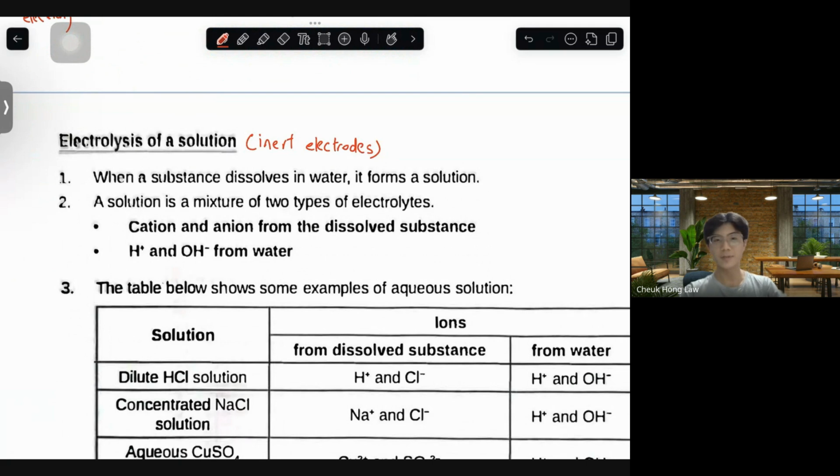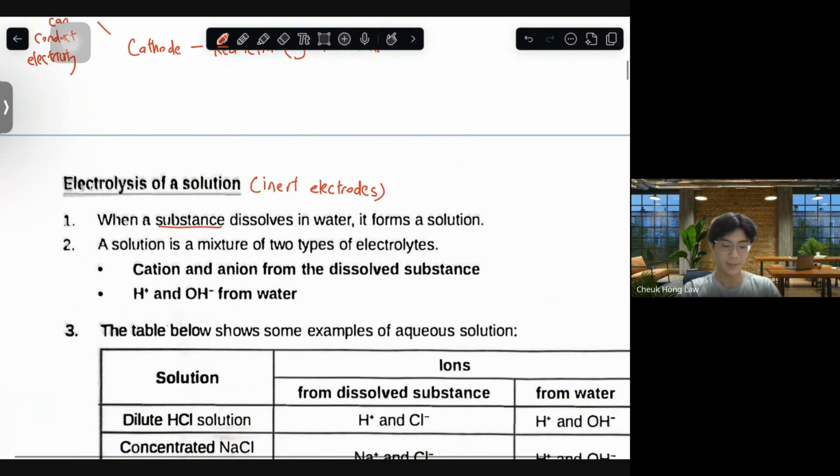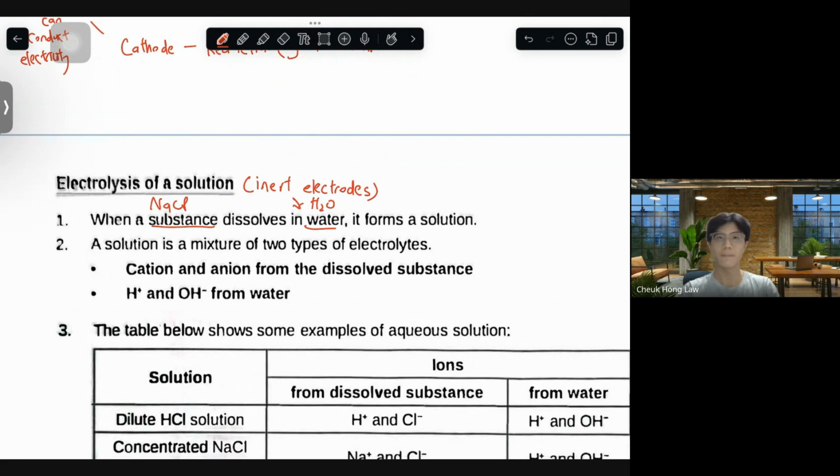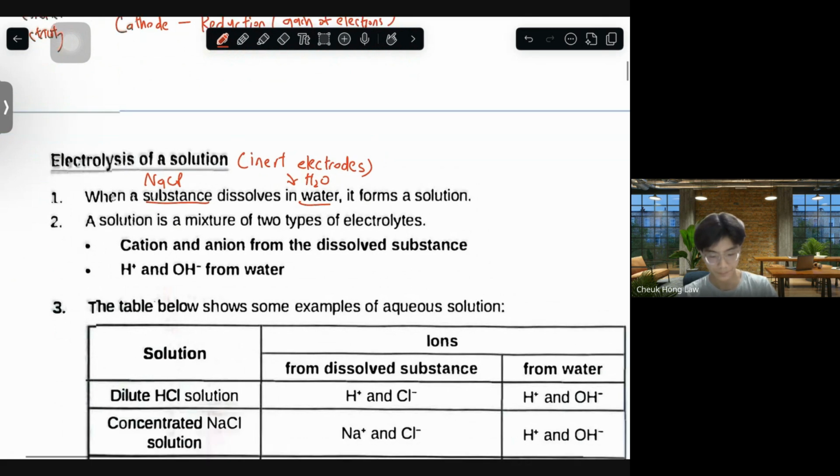Okay, so what is an aqueous solution? Basically, when a substance dissolves in water. So for example, your substance can be NaCl, then water is H2O. So when NaCl dissolves in H2O, it forms an aqueous solution. Aqueous solution is where water is your solvent. That means water is the one dissolving the substance.